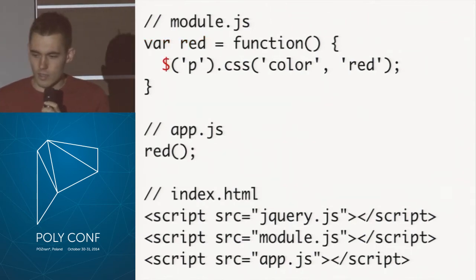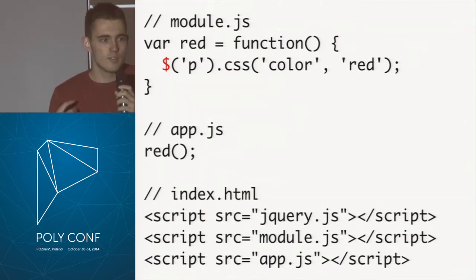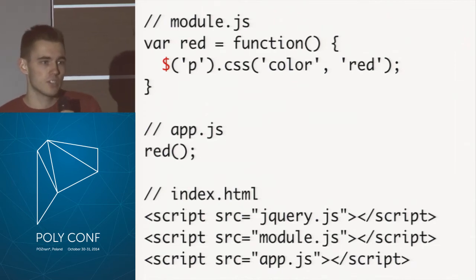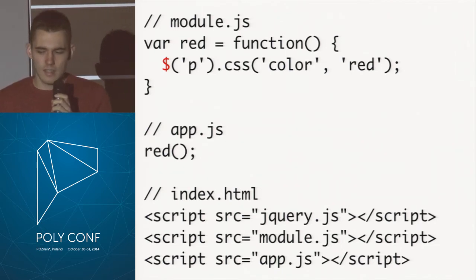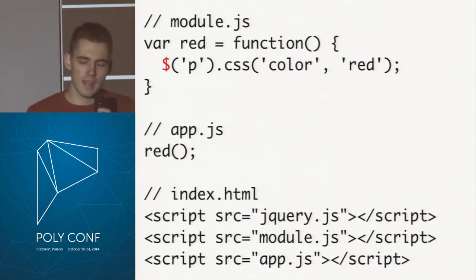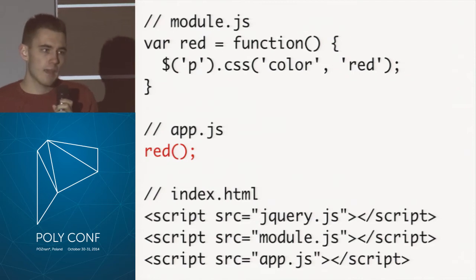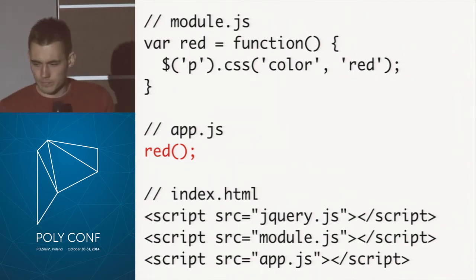In app.js, and then also we've got this dollar here. And in the context of if you're just looking at module.js, it's not clear what that dollar is. You'd probably guess it was jQuery, but it's also not clear where it comes from. And nothing in this file defines that module.js depends on jQuery being available. Similarly, in app.js, we just call this red function, but we've no idea where red comes from.